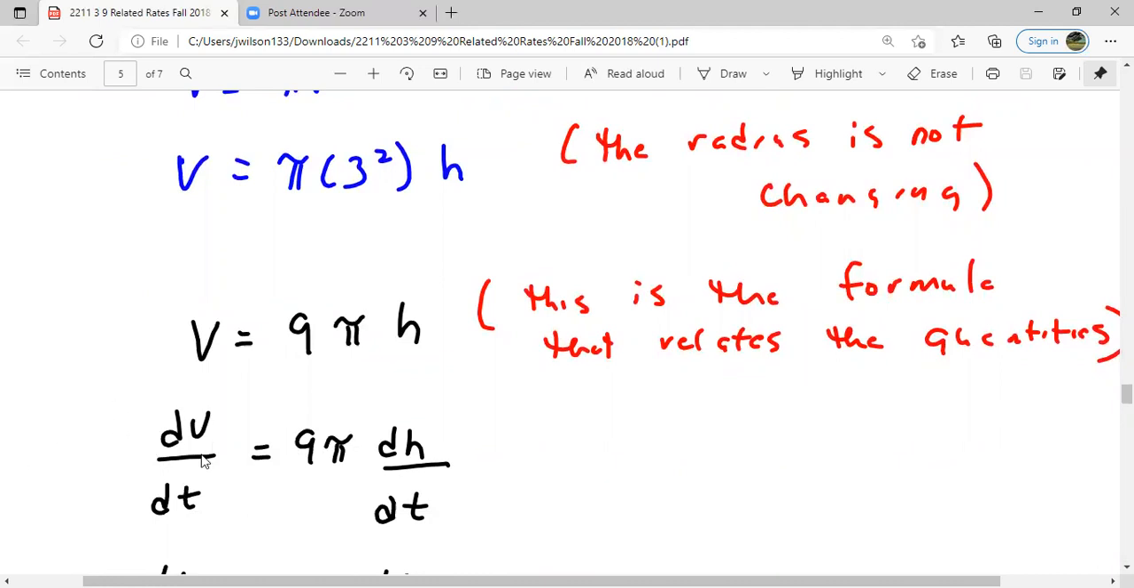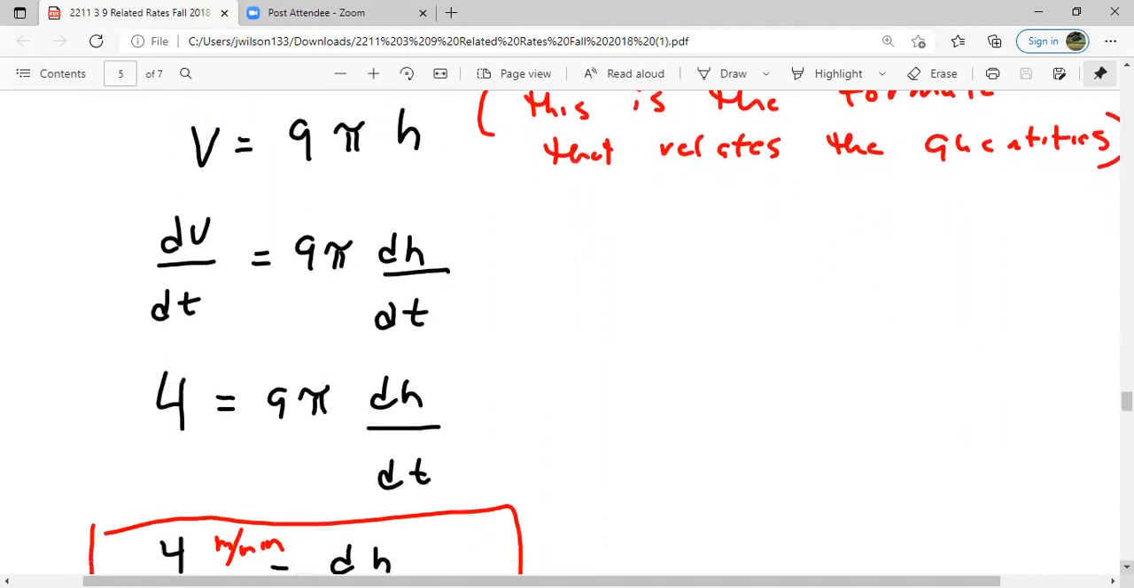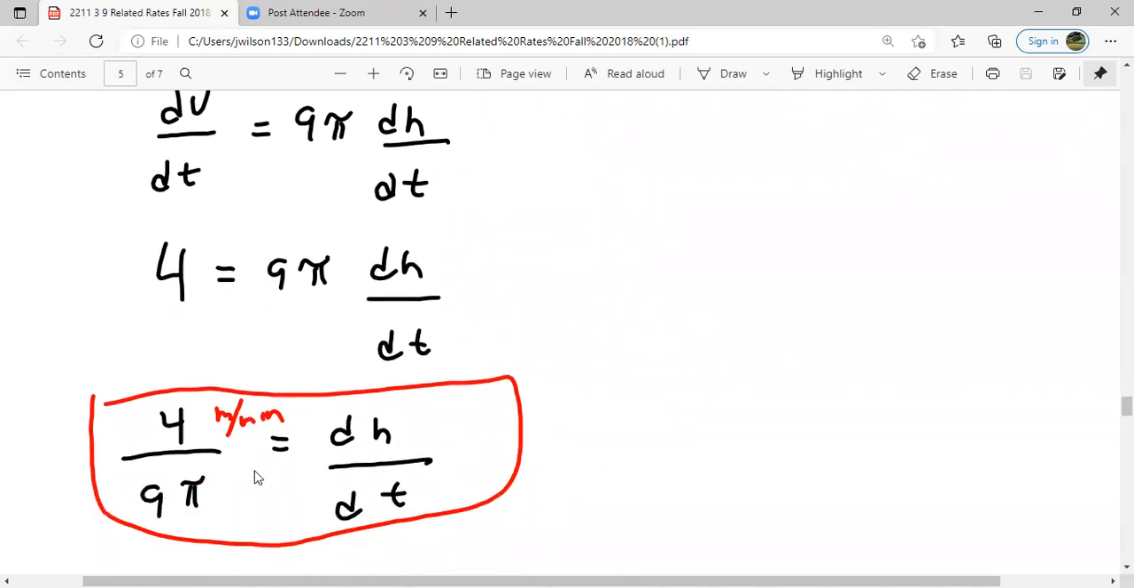So I'm going to do the derivative of each side. So over here, I have 9 pi times dh/dt. And I know that the dV/dt is 4. So it's 4 equals 9 pi times dh/dt. dh/dt is what we're looking for. And so then I divide by 9 pi, and it gives me my rate, 4 over 9 pi.